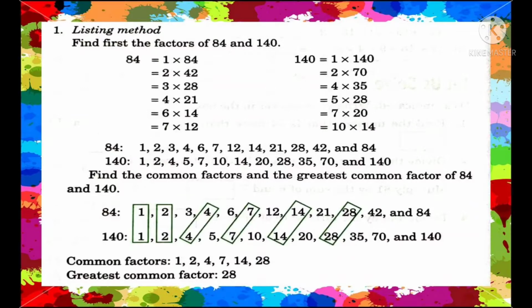So, kung titingnan nyo dun sa baba, makikita nyo na si 84 and 140, may mga numbers silang nakabox na pinagsama ng box na ito. Ibig sabihin, yun yung parehas na factors ni 84 at ni 140. At sa baba, lumabas na ang common factors ni 84 and 140: 1, 2, 4, 7, 14, and 28. And the greatest common factor ng dalawa na yon ay 28. Ayan, so ganyan ang listing method. Iisipin mo muna ang mga factors ng bawat given numbers.